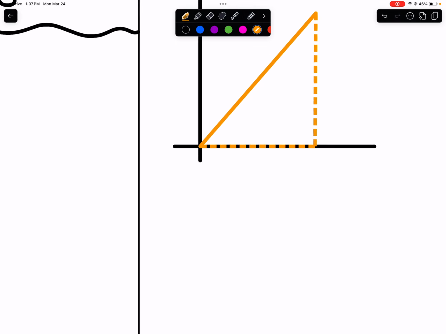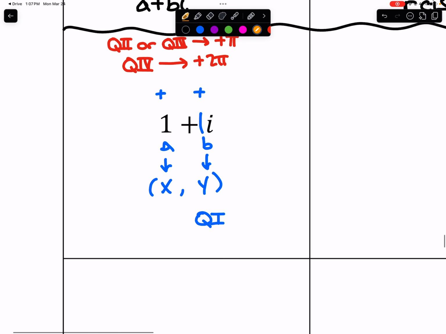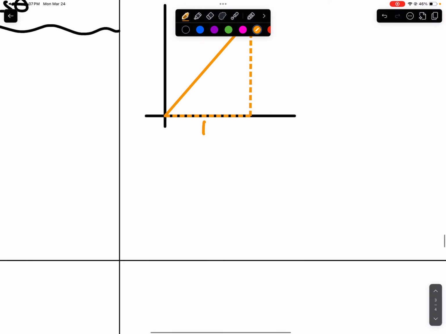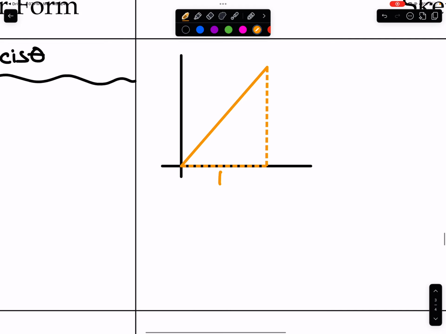So when I do this, I know my x component, my horizontal component, is just going to be 1, and then my vertical component is just going to be 1. So over here, I'm going to have 1 with a vertical component of 1i. The i just tells you that's the imaginary, which means that's your y value. That's all that really tells you. So what we need to find is the r value, and we're going to need to find the angle that it forms.